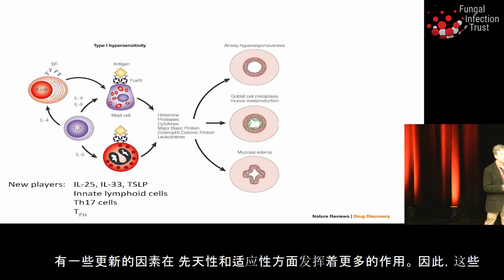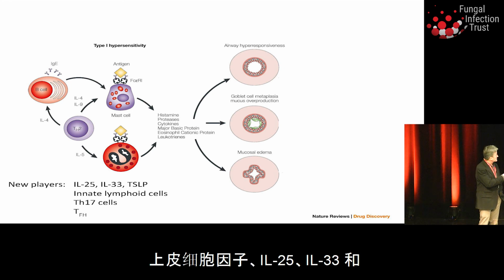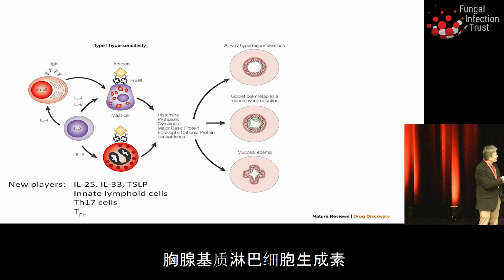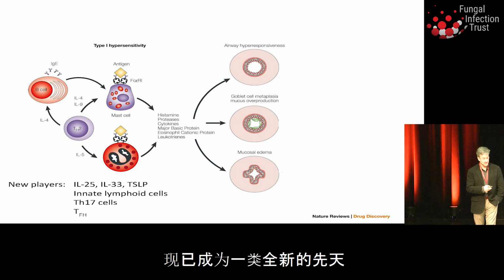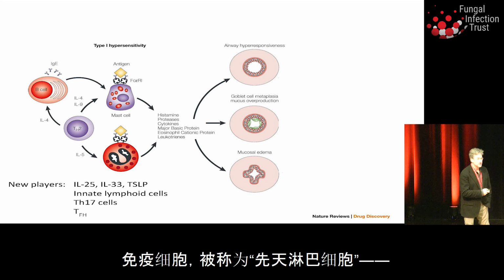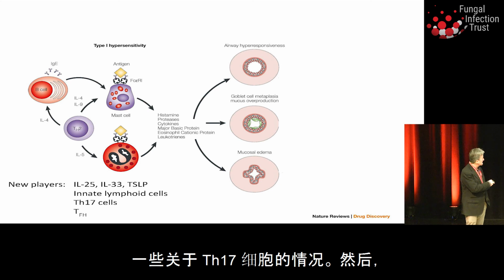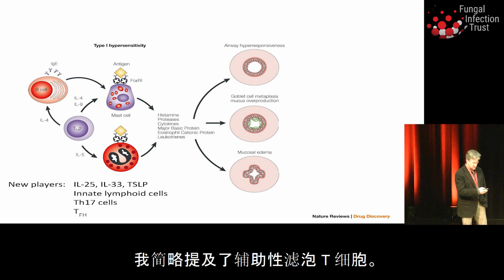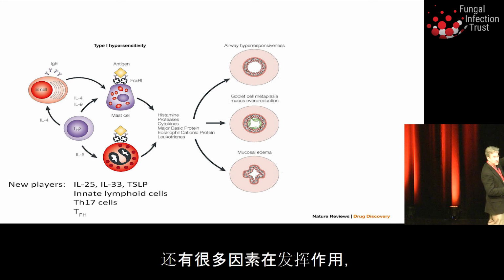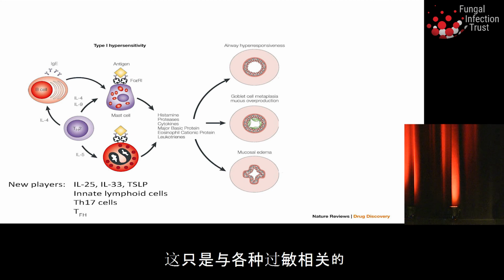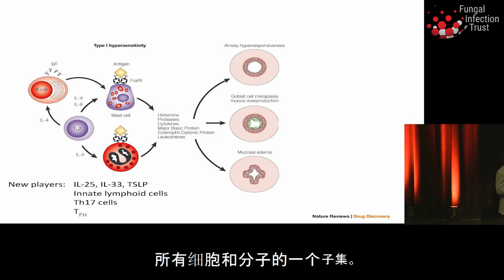But then there are even newer players, more on the innate and adaptive side. So these epithelial cytokines, IL-25, IL-33, thymic stromal lymphopoietin. There is now a new class of innate immune cell called innate lymphoid cells, types 1, 2, and 3. Th17 cells we've heard something about today, and then T follicular helper cells I mentioned briefly.